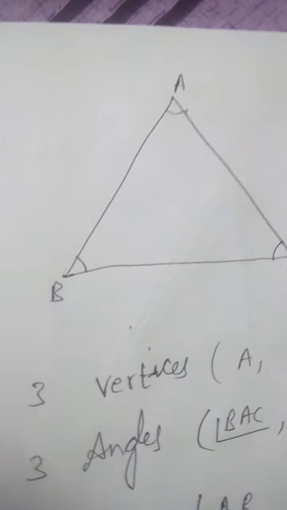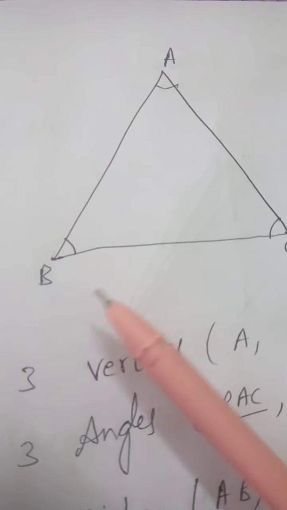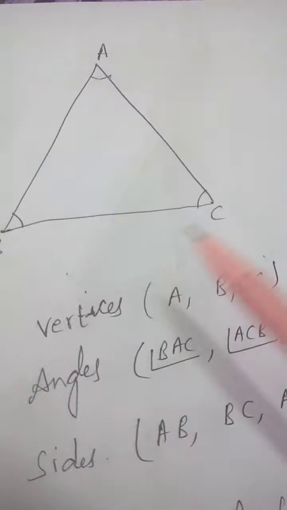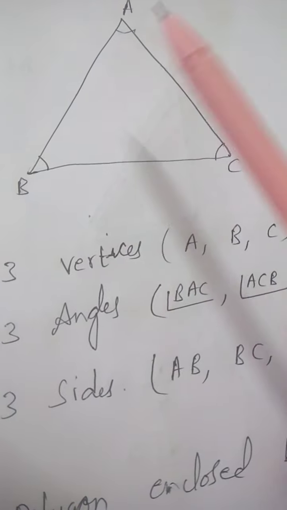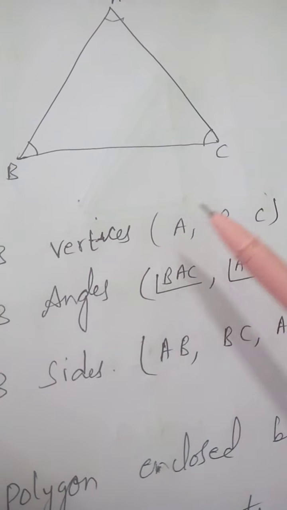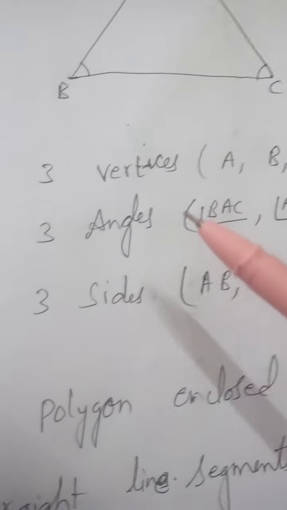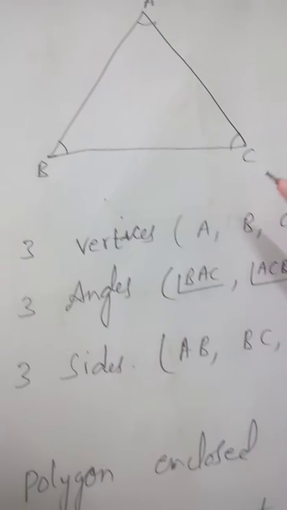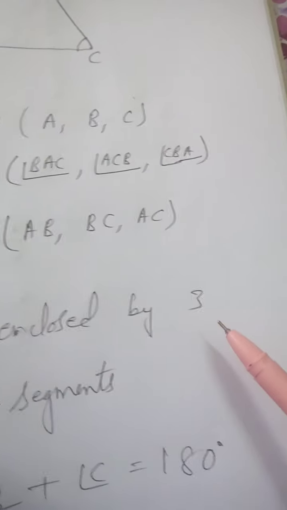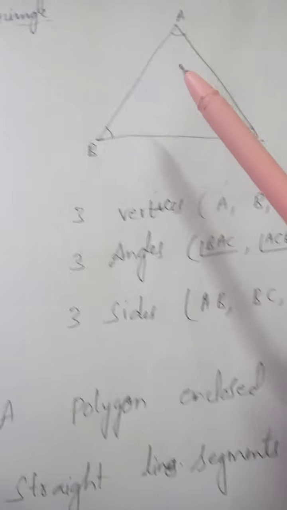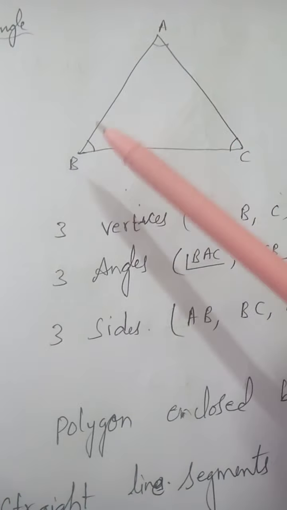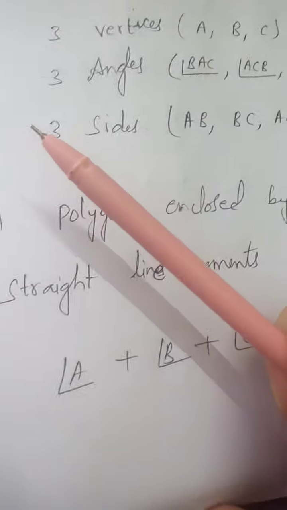Triangle. In a triangle, we have three vertices A, B, C, three angles, angle BAC, angle ACB and angle CBA, and three sides AB, BC and AC. A polygon enclosed by three straight line segments is a triangle. It is a polygon which is enclosed by three line segments.